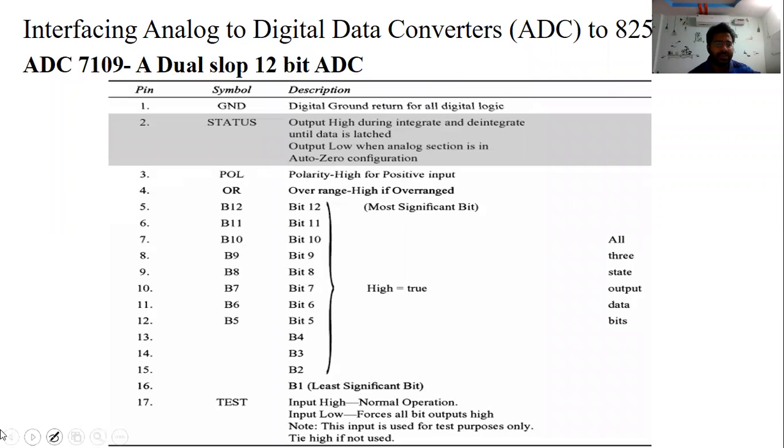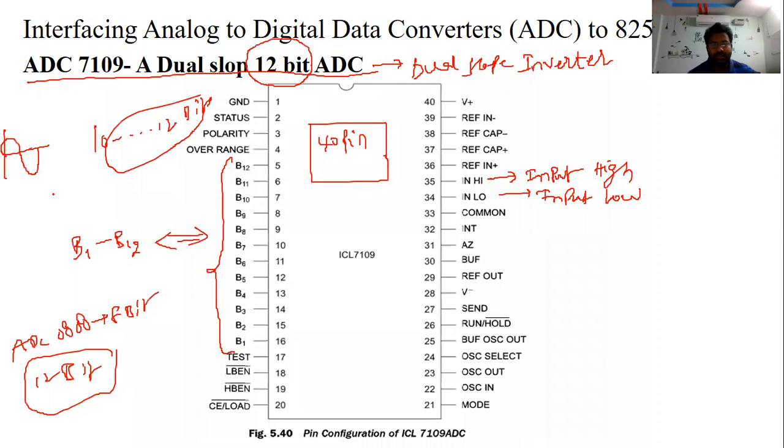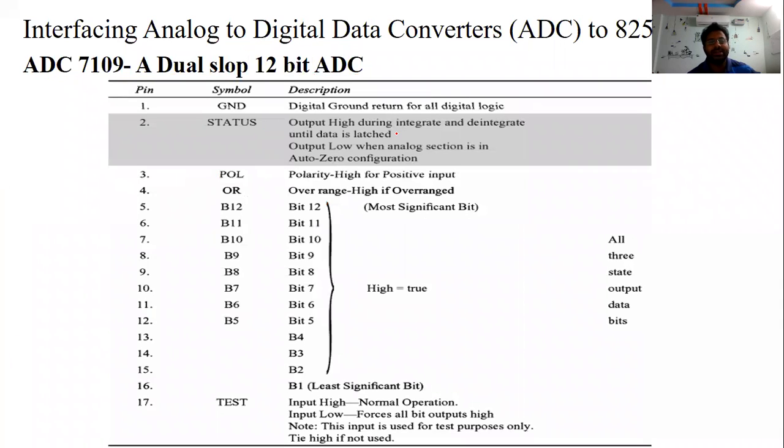Now see this. What are these? What are the different types of pins we are discussing here? So what is B1 to B12? Then ground, status, polarity. We'll see them quickly. You can see this ground. You know what the status of this one is?